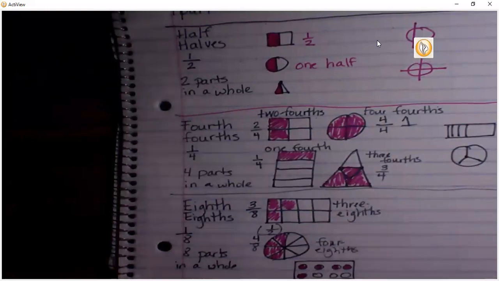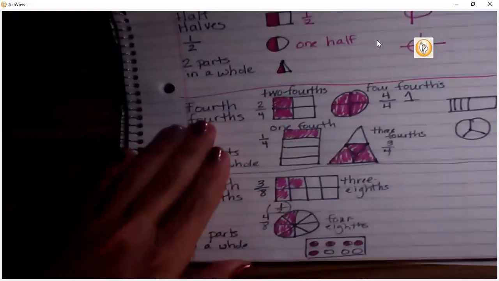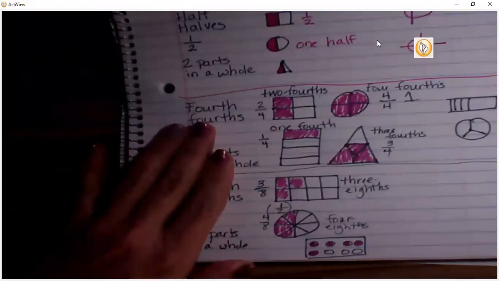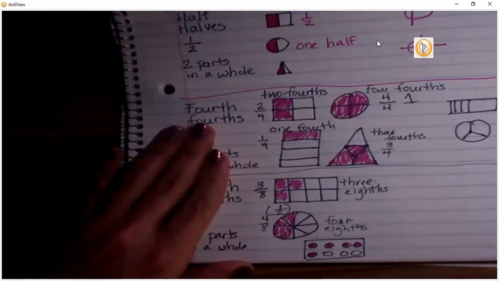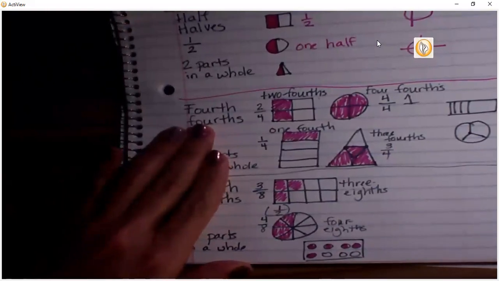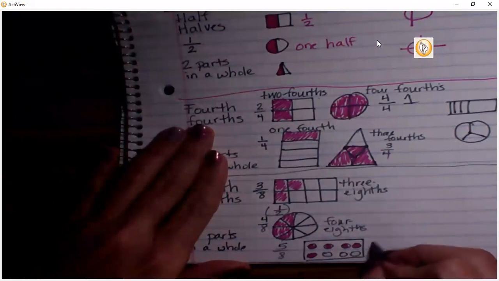And then for my muffins, we're gonna give it a little story. Miss Austin baked a tray of muffins. She ate 3. How many are left? 1, 2, 3, 4, 5. 5/8 are left.